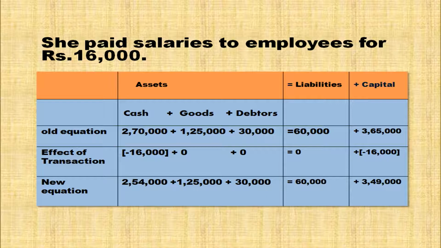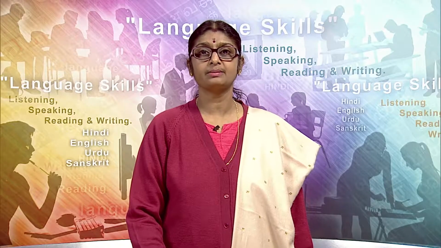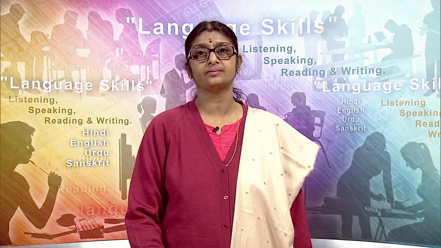2,54,000 plus goods worth rupees 1,25,000 plus debtors 30,000. And on the liability side, liability is worth rupees 60,000 and capital 3,65,000 minus 16,000 came to 3,49,000. That is 4,09,000. 4,09,000 is the balance on both sides. So the accounting equation is satisfied.